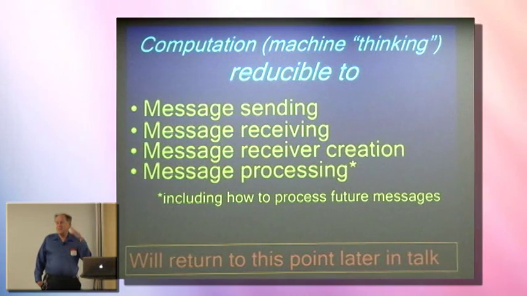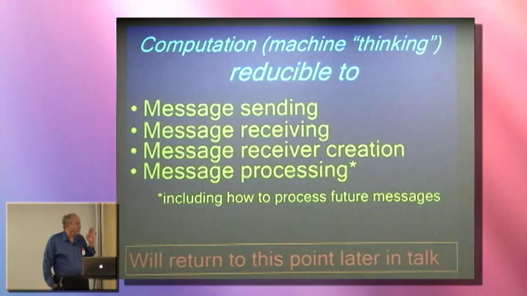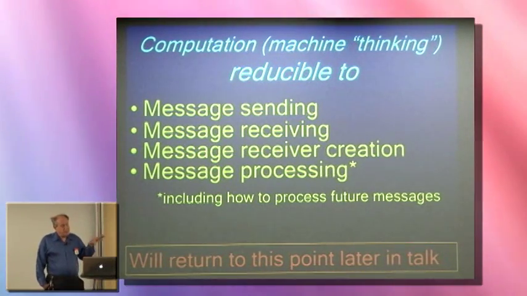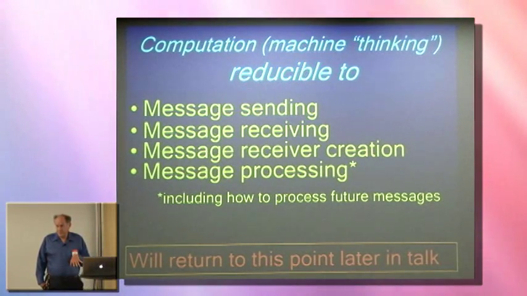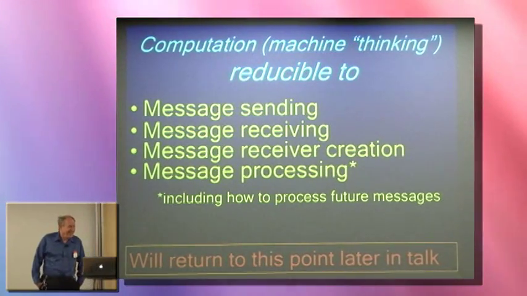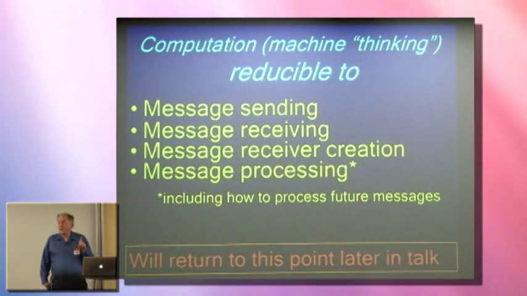Now, all of this high-level machine thinking is reducible, we've discovered in computer science. It's reducible to message sending, message receiving, message receiver creation, and message processing, including how to process future messages. See, that early work I did on the actor model wasn't wasted. And we'll return to this point later in the talk. Okay, but this is going to be critical.